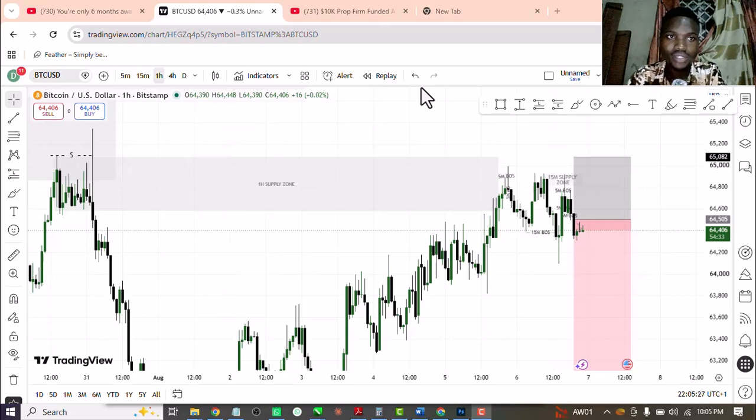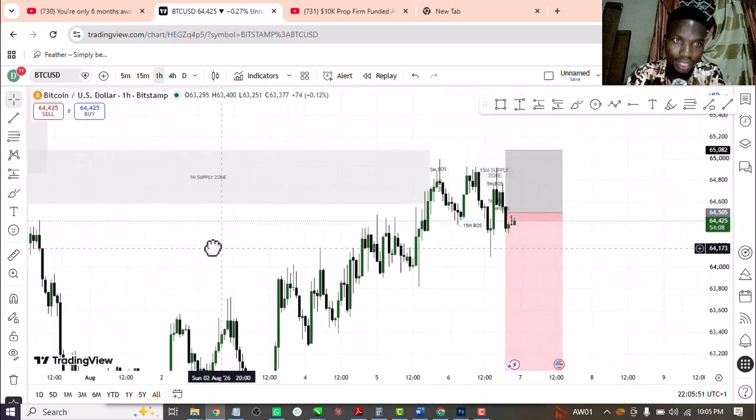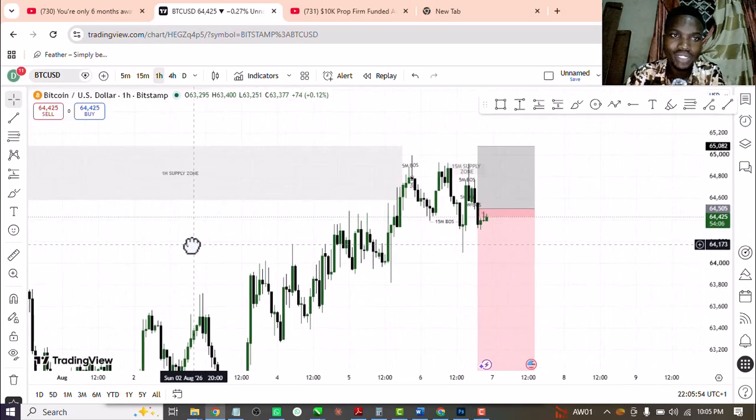So this is the Bitcoin market, and 2 days ago I actually traded this Bitcoin market, and I had a loss. In fact, I think the loss was around $100, thereabout 1% of my funded account. But right now I am currently on this trade, and I want to explain the trade idea to you.